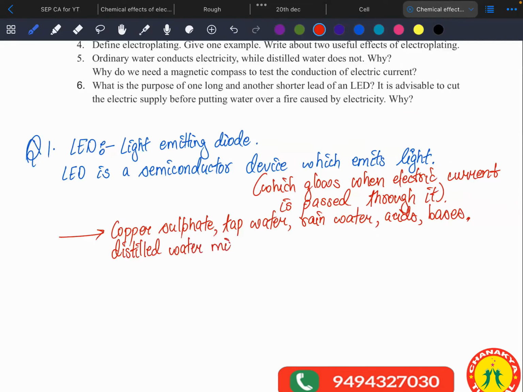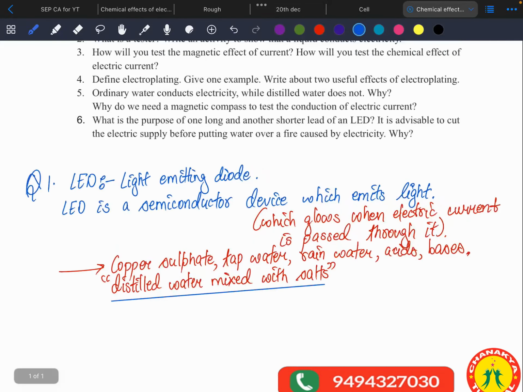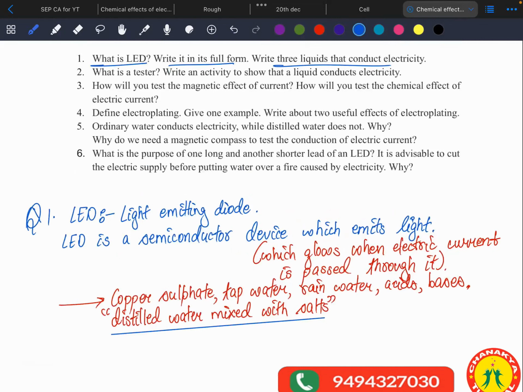You can also say distilled water. So distilled water does not conduct electricity, right? Correct. Okay, I'm writing this as a whole: distilled water mixed with salt. You can take this example also, because it is given clearly in your book that distilled water starts conducting when we put salt in it. Fine. Any doubt in the first question? No, sir. Then the second question.